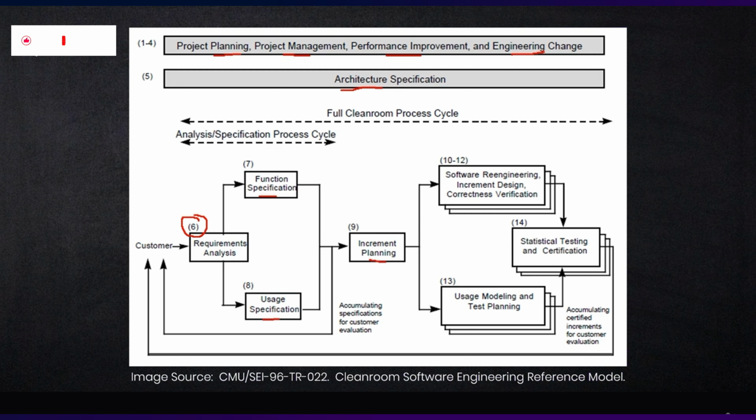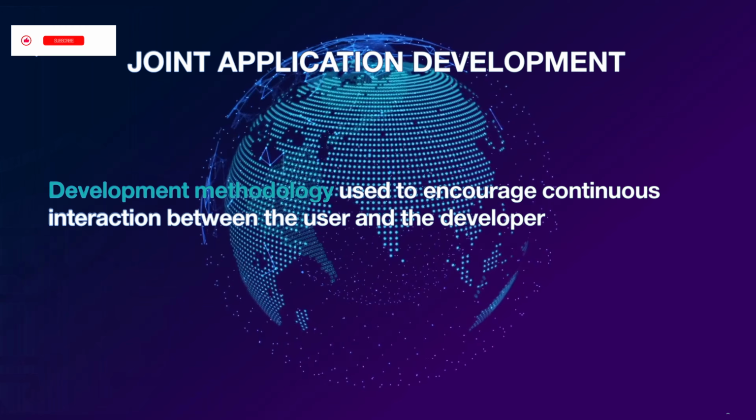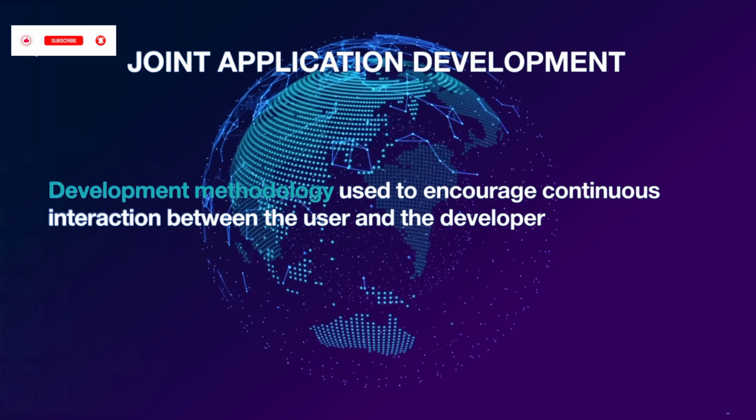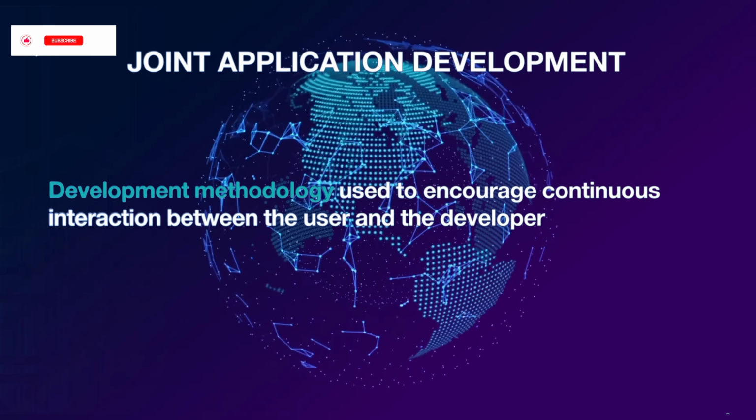Then we have the joint application development model. This development methodology is used to encourage continuous interaction between the user and developer. So the idea here is that we are jointly developing an application, and the idea is that the user wants something and the developer has the skill and the expertise to build what the user wants. So working together, we are going to develop an application that this user really wants.